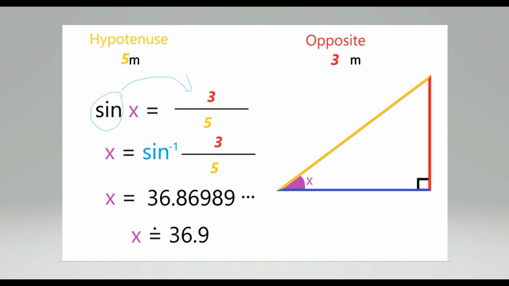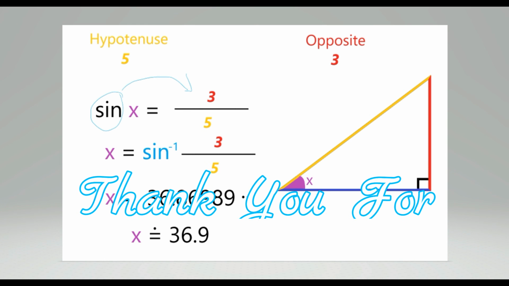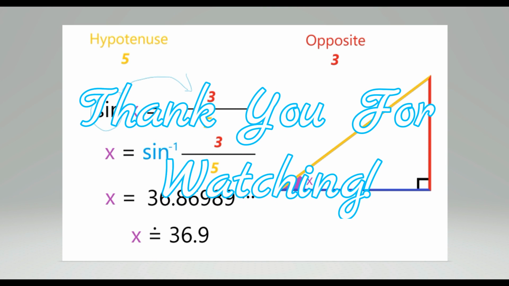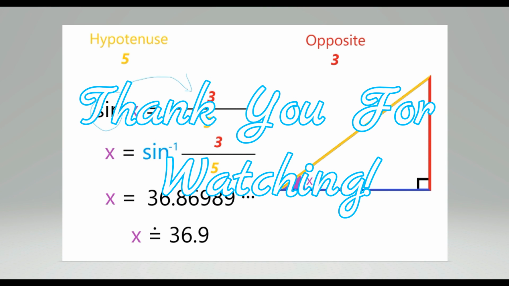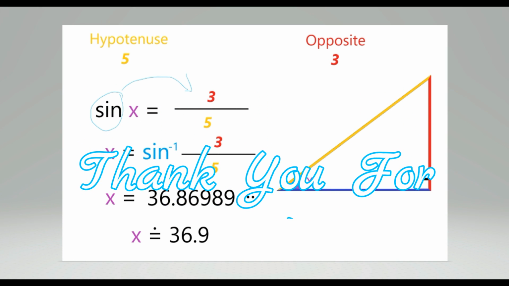36.9 degrees. So thank you for watching this video, and I hope you now understand the three trigonometry ratios and how to use them to find any angle of a right triangle.